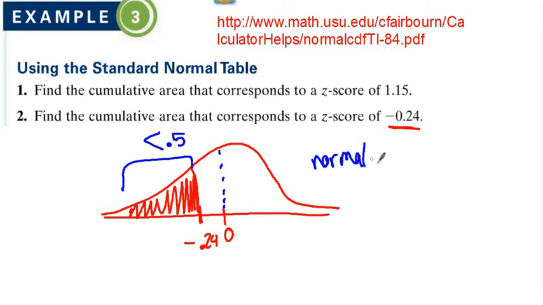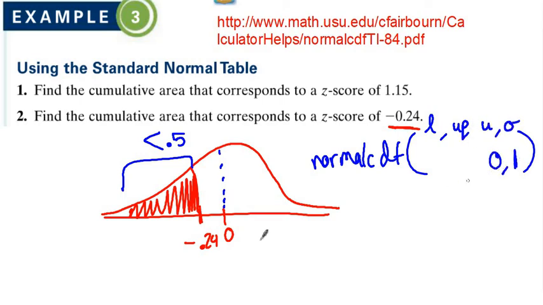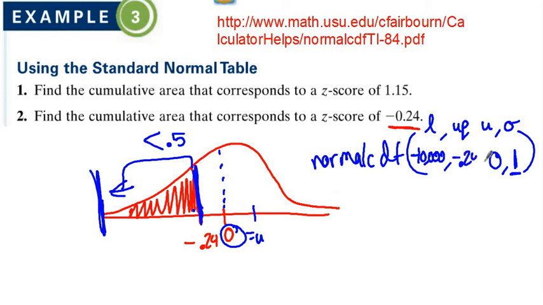Go back to normal CDF just like you did before. Okay, and again, this is lower, this is upper, this is mu, this is sigma. The mu and the sigma are always 0 and 1 because it's always 0 in the middle. That represents mu, the average, and the deviations that you're traveling are always by ones. Okay, the lower boundary is another way of saying lower is left. What's the boundary over here? It's going to negative infinity, so we'll use negative 10,000. And what's the upper boundary? This is where it stops. That's the upper boundary, so negative 0.24.